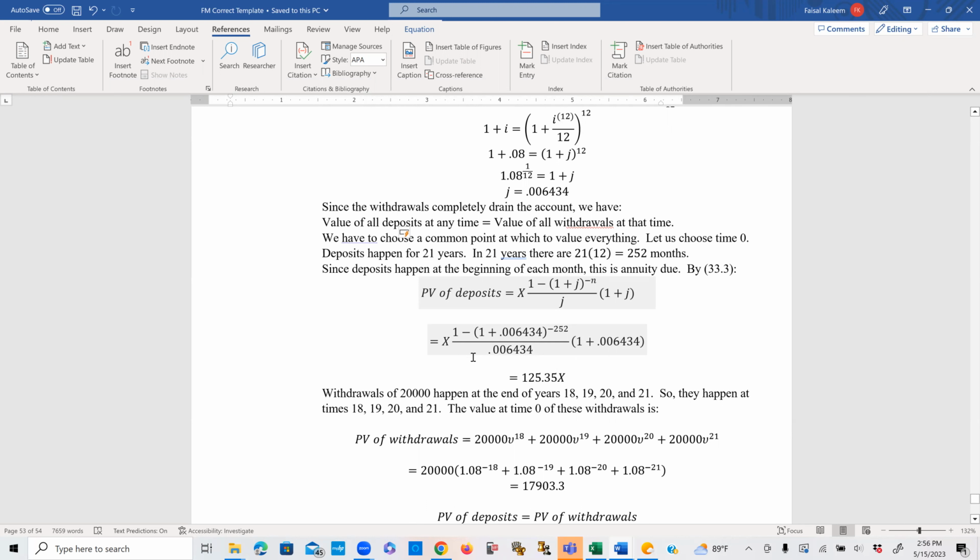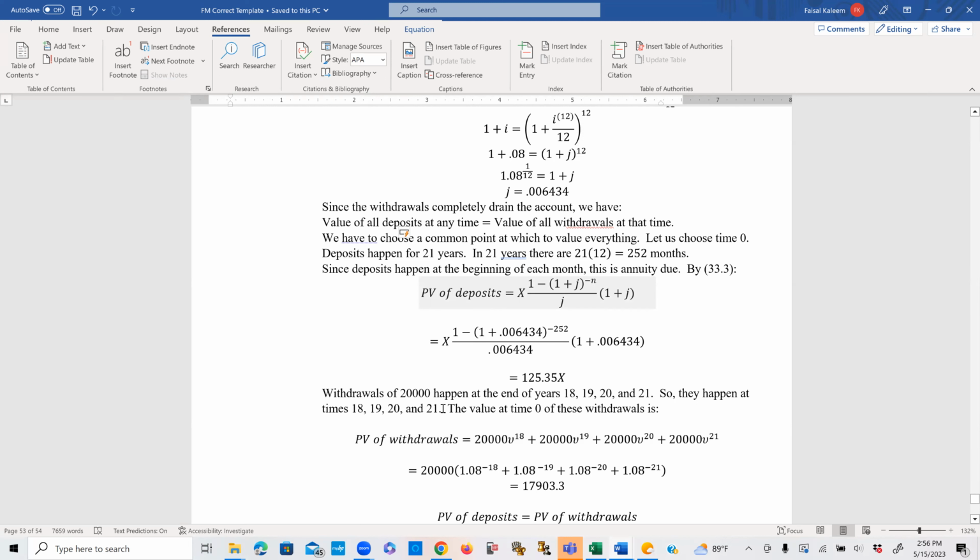And then the withdrawals happen. The main difference between this and problem 79 is that there the withdrawals were happening at the beginning of certain years, and there were still 4 years. Here, they happen at the end of these years. This makes it even easier, because the end of year 18 is just time 18, the end of year 19 is just time 19, the end of year 20 is just time 20, and the end of year 21 is just time 21.